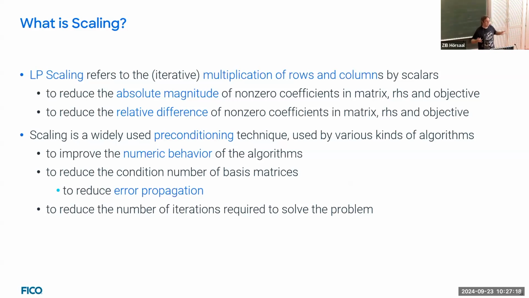So finally, what is scaling? MIP scaling, well, the name is derived from scalar, so it means that you multiply the rows and the columns of your linear programming matrix by scalars. We're talking about an inequality system with greater-equal 0 variables, so it would be strictly positive scalars that you need to use, with the goal to reduce the overall magnitude of the non-zero coefficients in the matrix and the relative difference between them.